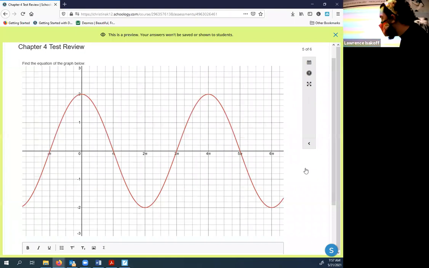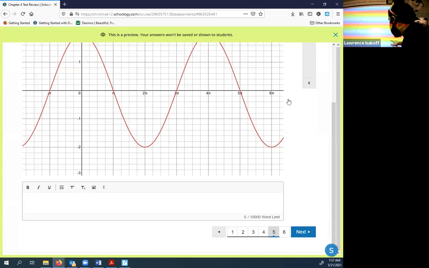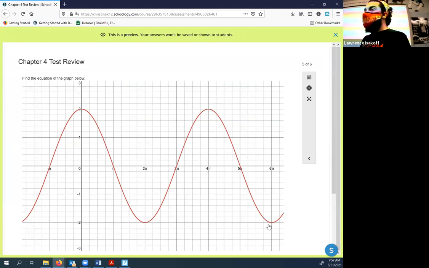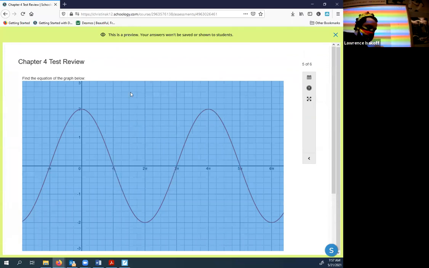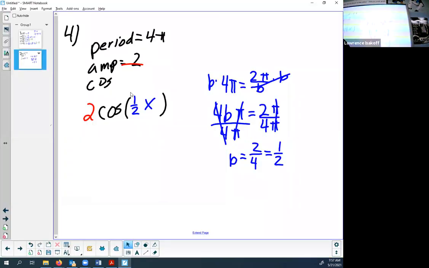Okay, find the equation of the graph below. I thought I made this 8 questions. It's down to 6. Sweet. So here with this, first off, I need to figure out if it's sine or cosine. Let me just copy this. I'll put this in Smart Notebook. This way I can mark it up better and do all that great stuff.